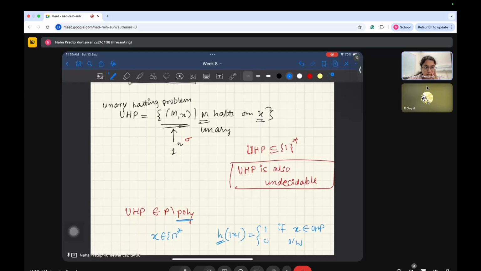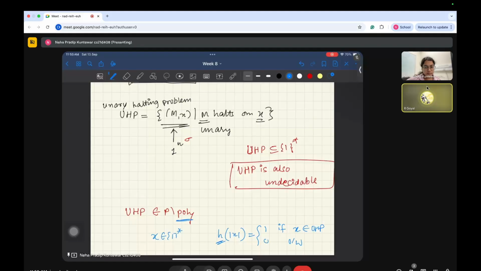It's okay, but my actual problem is that the nature of the problem remains the same. Only the encoding has been changed by using a bijection. The problem is still the same, that we need to decide whether, for the given Turing machine and the given string, the Turing machine halts or not. The entire thing has been converted into a sequence of ones.